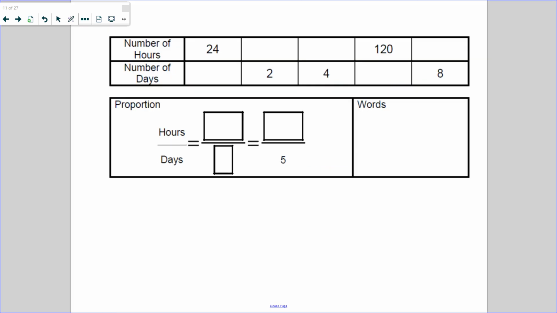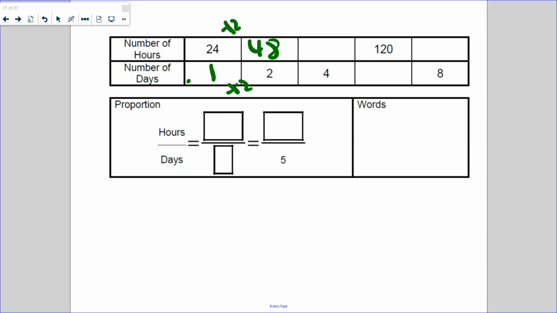What do you know about hours and days? There are 24 hours in 1 day. If there are 2 days, how many hours would that be? Times 2, that'd be 48 hours. Could you also do an up and down relationship if that's what you prefer? Yes, I could do that one.